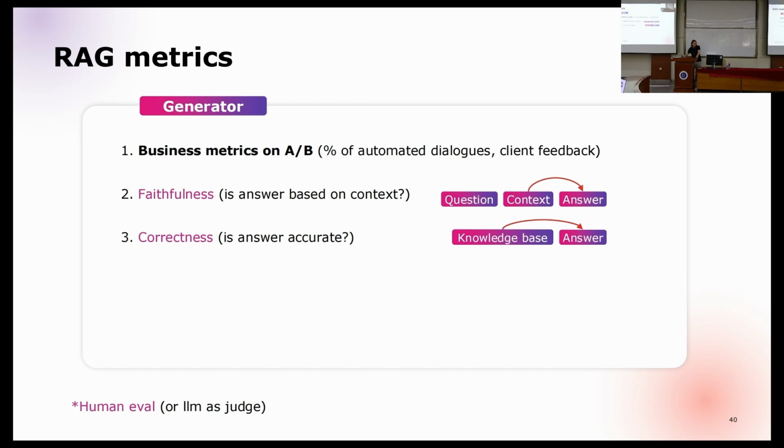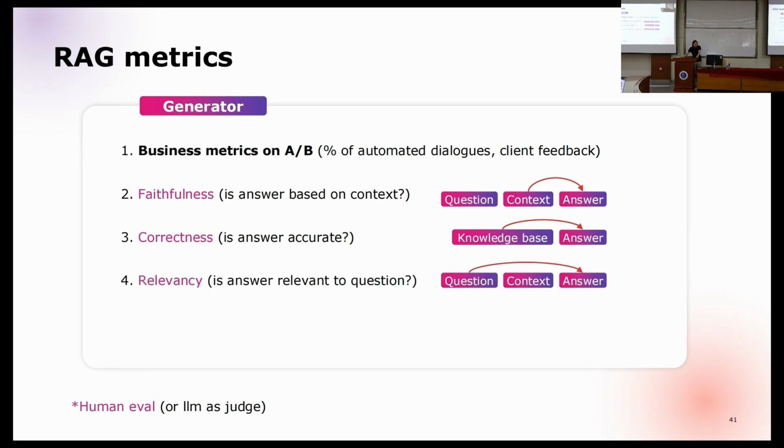We want the answers to be correct. By correctness, we mean consistency with our knowledge base. The next metric is relevancy. We want the answer to be relevant to the question. You can imagine cases where the answer is okay, it is correct, it is faithful, but it is an answer to another question, not the one the client came to the chatbot with. And these three metrics are also high-level metrics. We need to do human evaluation to somehow evaluate such metrics.